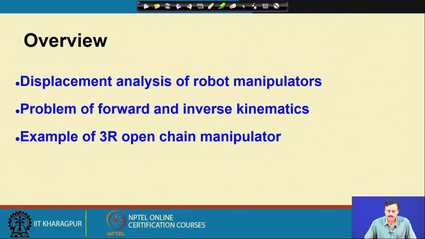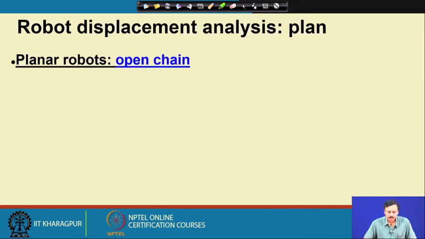The displacement analysis problem, forward and inverse kinematics of a 3R open chain planar manipulator. As we have discussed, we are discussing planar robots with open chain. Subsequently, we will discuss planar robots with closed chain configurations.